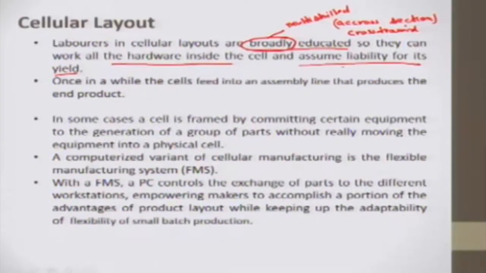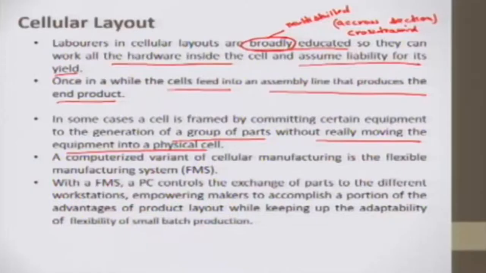Once in a while, the cells feed into an assembly line that produces the end product. The cells can also feed into an assembly line. So in some cases, a cell is framed by committing certain equipment to the production of a group of parts without really moving the equipment into a physical cell. So these are known as virtual or nominal cells.